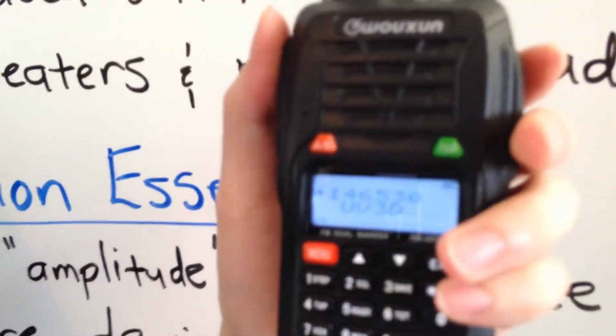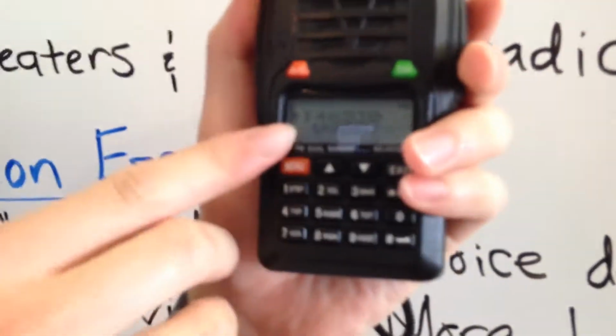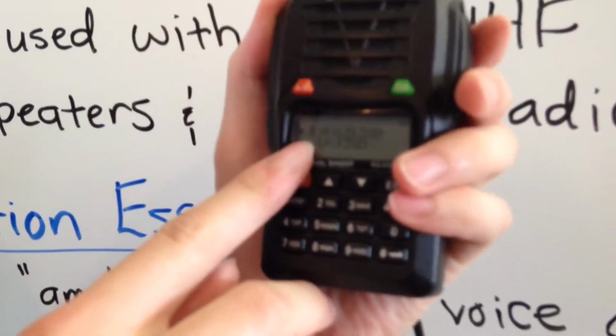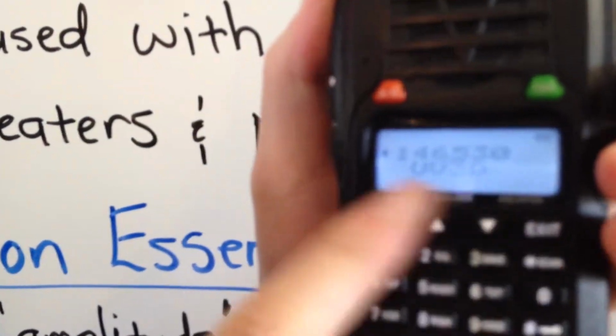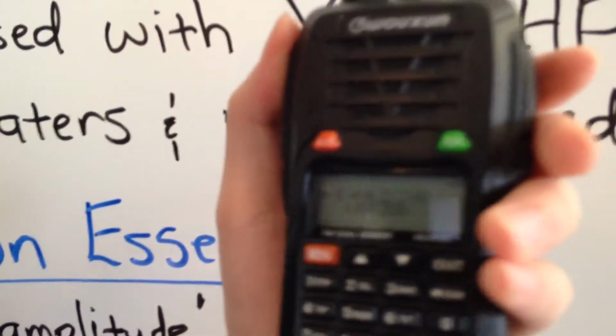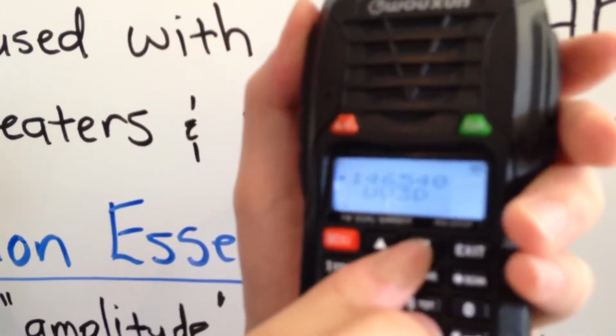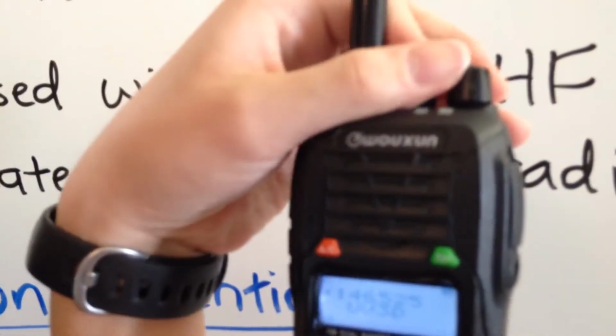Frequency mode. So voila, the handheld. This here on the screen is the frequency. I'm not sure if you can see, let me turn the light back on. 146.530 megahertz is the frequency. And I can change the frequency with these up and down buttons or with this dial up at the top of the radio.